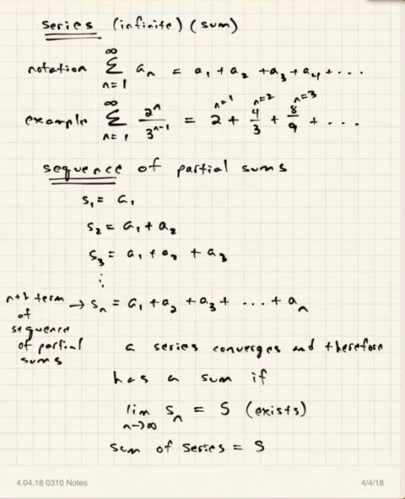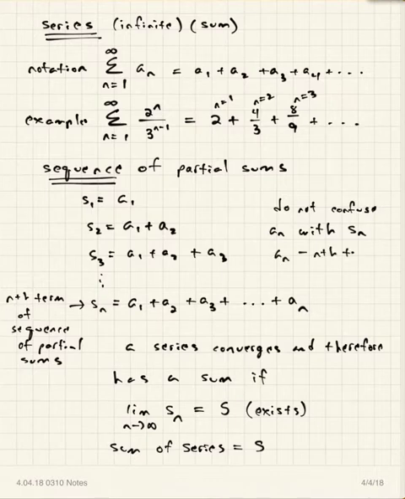And please do not confuse a sub n with S sub n. A sub n is the nth term of the series. That's one thing, and you're going to typically be given that in a problem where you're looking at a series. S sub n is the nth term of the sequence of partial sums.